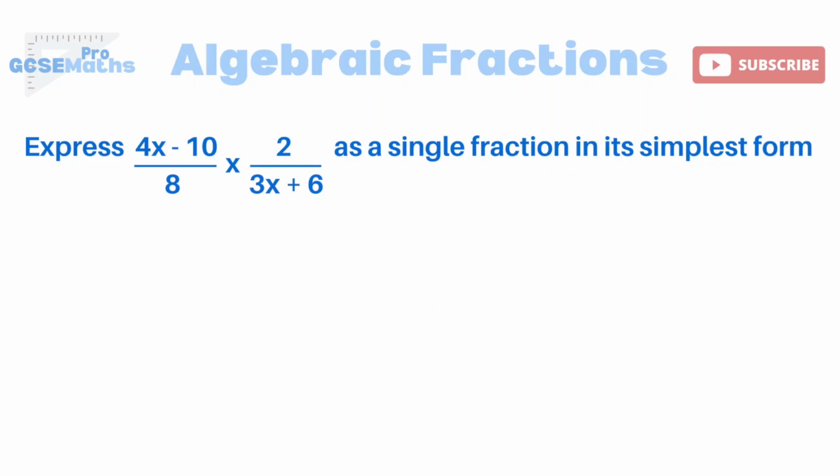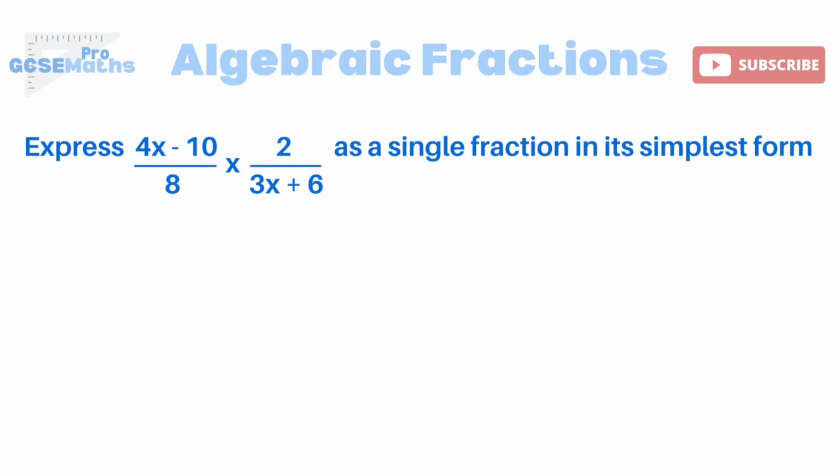So the first one we have: express (4x minus 10) over 8 times 2 over (3x plus 6) as a single fraction and in its simplest form. So the first thing I'm going to do is not really worry about the fact that I need to express it as a single fraction. I'm just going to apply whatever operation is happening. In this case, it's multiply.